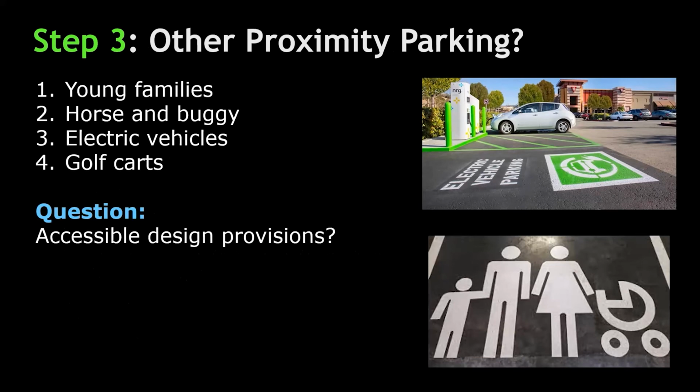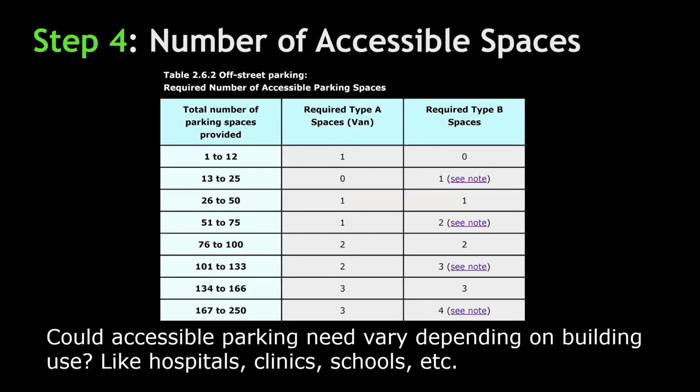But the thing is, guess what? None of our legislation and even most of our accessibility standards talk about accessibility design provisions for any of these types of parking. So if you're a pregnant woman with a disability, the family parking that is available perhaps is not accessible. If you have an electric vehicle, none of the electric vehicle requirements include accessibility. That's bizarre. The number of spaces is included in our legislation.